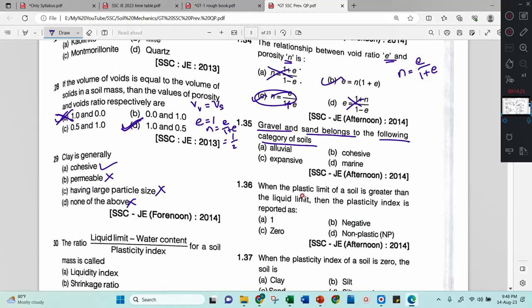Now what we know, we will write it, right? Gravel and sand belongs to mechanical weathering. Correct? Mechanical weathering or physical weathering. Okay?